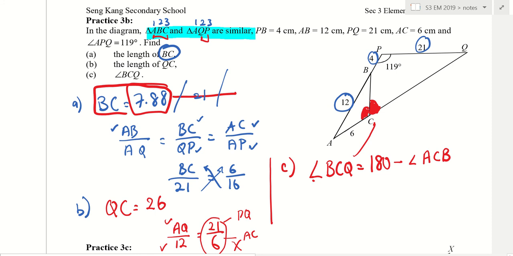This one, C. What's your answer? 61. Is it 61? Anybody think it's a little true? BCQ equals to BAC. No. This is not equal to this. Okay? Anyone need to go through? Otherwise, I don't go through.